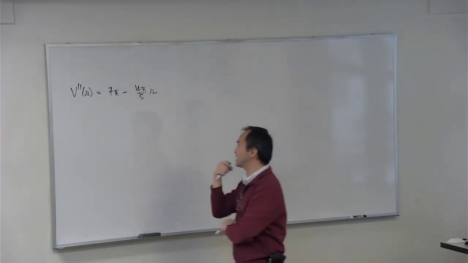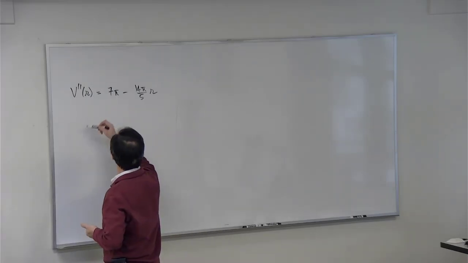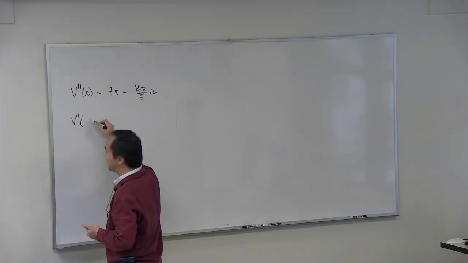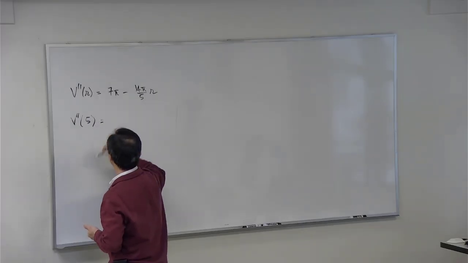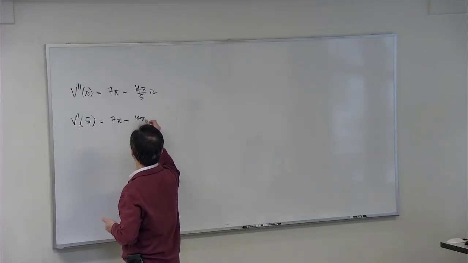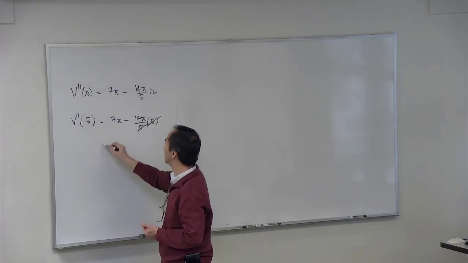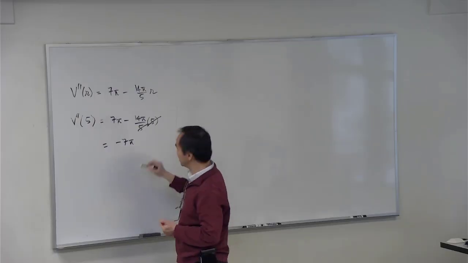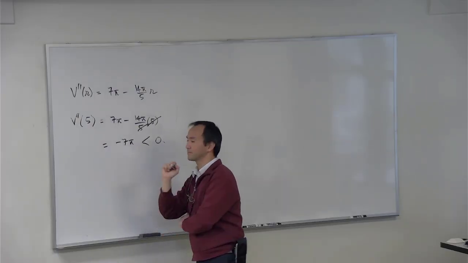Right, and now I'm going to substitute in r equals 5. That gives me 7 pi minus 14 pi over 5 times 5 right here. The 5 cancels with that, making it now really a negative 7 pi. You guys following? Which is a negative.